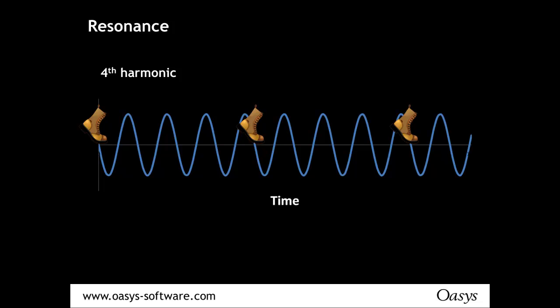Now, one tends not to worry about harmonics above the fourth, because people don't walk at a perfectly constant frequency or rate, which means it's difficult to resonate with the higher frequencies than that. People are just a little bit too variable.